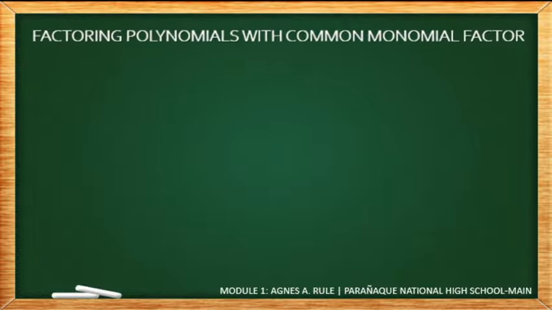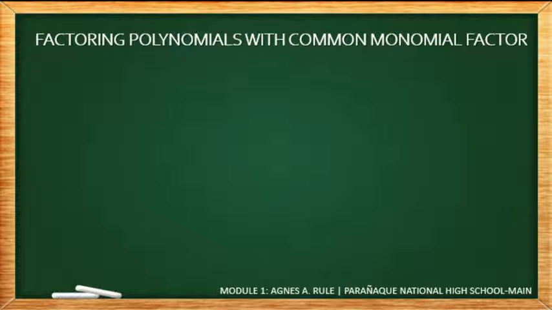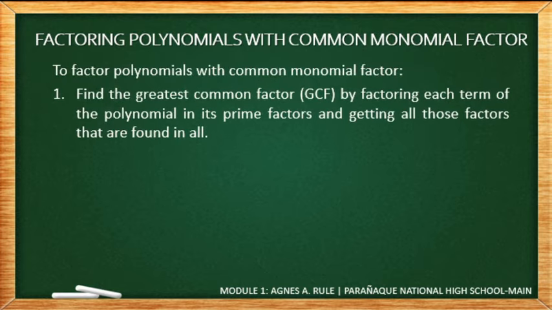So, now, let's start our topic, factoring polynomials with common monomial factor. We need to remember yung review natin kanina about how to find the GCF of a number or the given expressions. So, we need to remember these three steps. Number 1, find the GCF or the greatest common factor by factoring each term of the polynomial into its prime factors and getting all those factors that are found in all. Same as what we did in the example or review number 2.